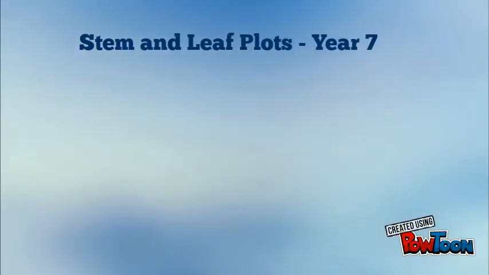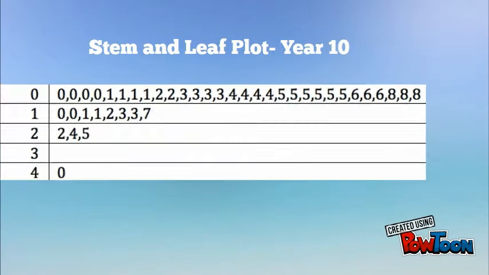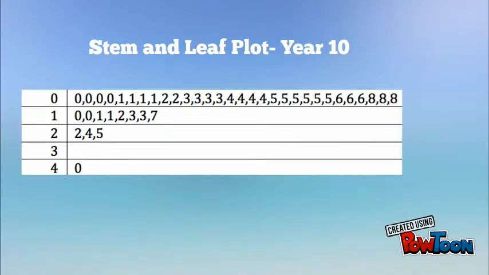From this stem and leaf plot, you'll see that Year 7 students participate from 0 hours of sport to 39 hours of sport per week. And here you can see that in Year 10, students range from 0 hours to 40 hours per week.